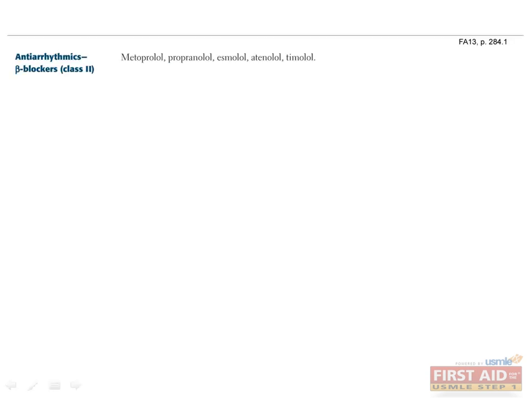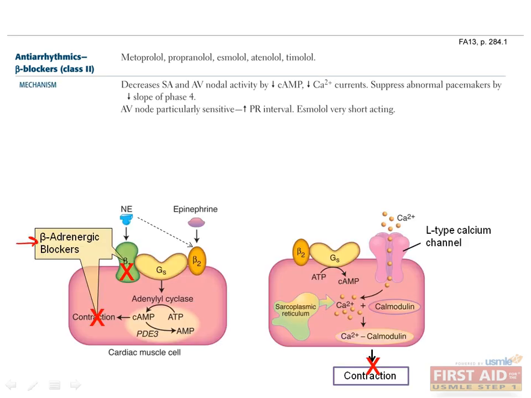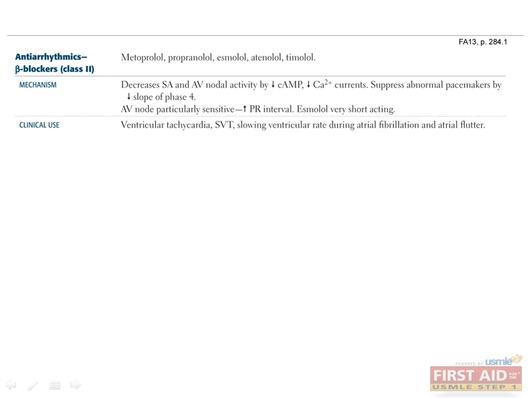The next class of antiarrhythmics is Class 2, which is the class of beta blockers and includes propranolol, esmolol, metoprolol, atenolol, and timolol. These drugs work by directly antagonizing beta receptors, which decreases cyclic AMP and thus intracellular calcium. These drugs work as antiarrhythmics by decreasing the slope of phase 4, and the AV node is particularly susceptible to their action. Hence, they are commonly used in a variety of conditions, including VTAC, SVT, AFib, and aflutter.